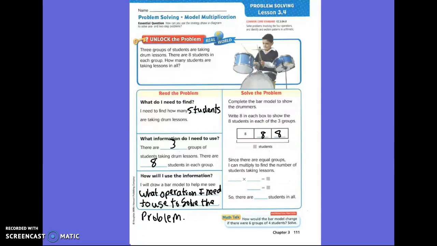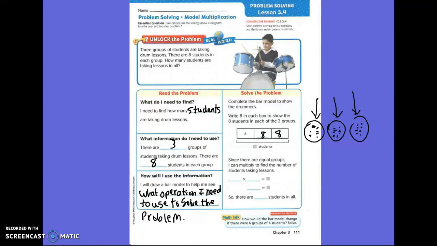Okay, now let's look. I just want you to see for right now. This is like doing our groups. You would have three groups and then eight in each group. Okay? That is why there are three boxes, because there are three groups. And there are eight in each box because there are eight things in each group. Okay? That's what that's for.